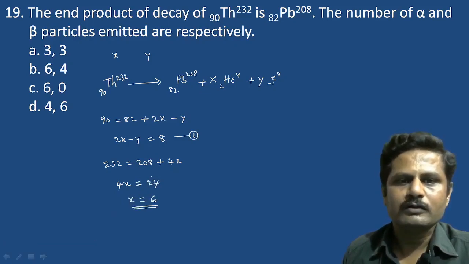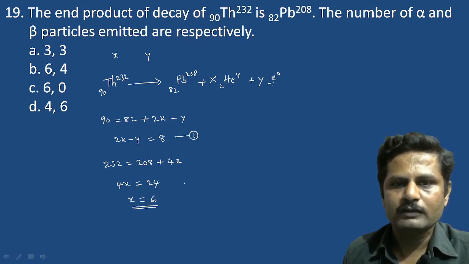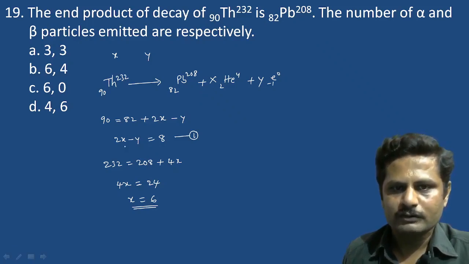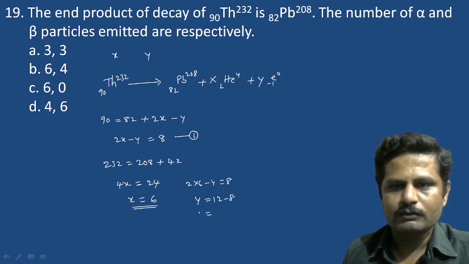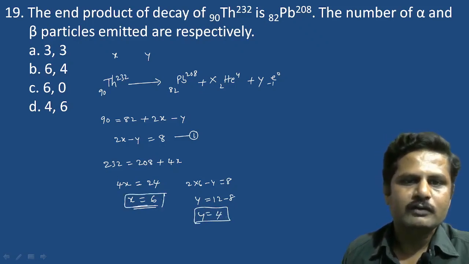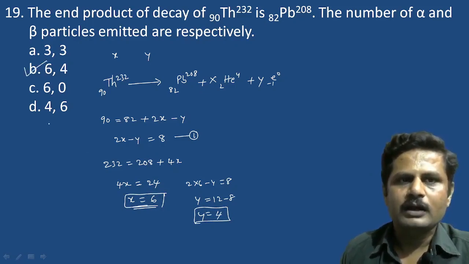On substituting this value in equation number 1, we will get y. That is, 2x, that is 2 into 6, minus y equals 8. So therefore y equals 12 minus 8. So this gives us y equals 4. So the number of alpha particles is 6 and the number of beta particles is 4. So therefore x equals 6 and y equals 4. Here option B would be the correct answer. Okay, let me go for the next question.